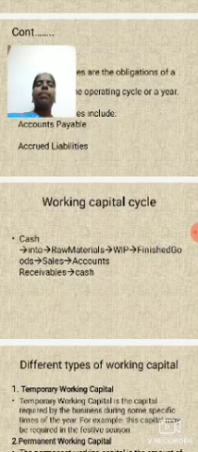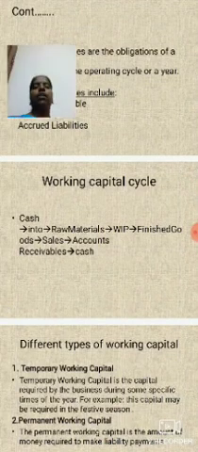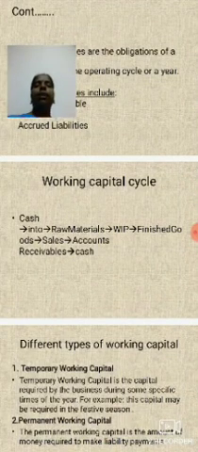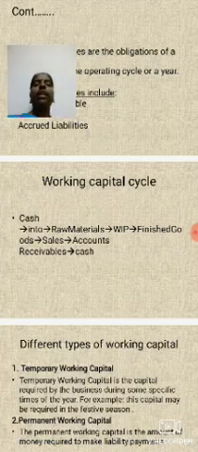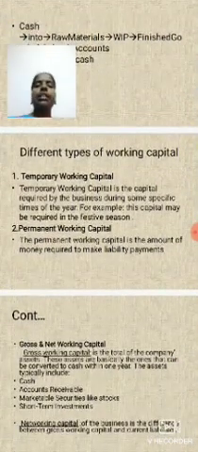When a sale happens, it is not immediately converted into cash. There is another element called accounts receivable or bills receivable. After a period only, it can be converted into cash. So there is a gap between sales and cash. During that time gap, working capital is used in organizations to have continued production and smooth flow of business. Now let me go to the different types of working capital.